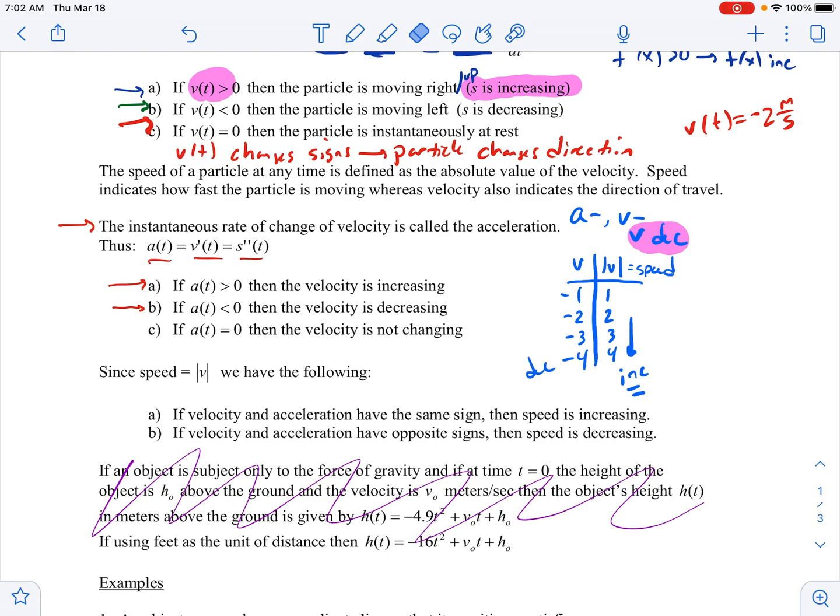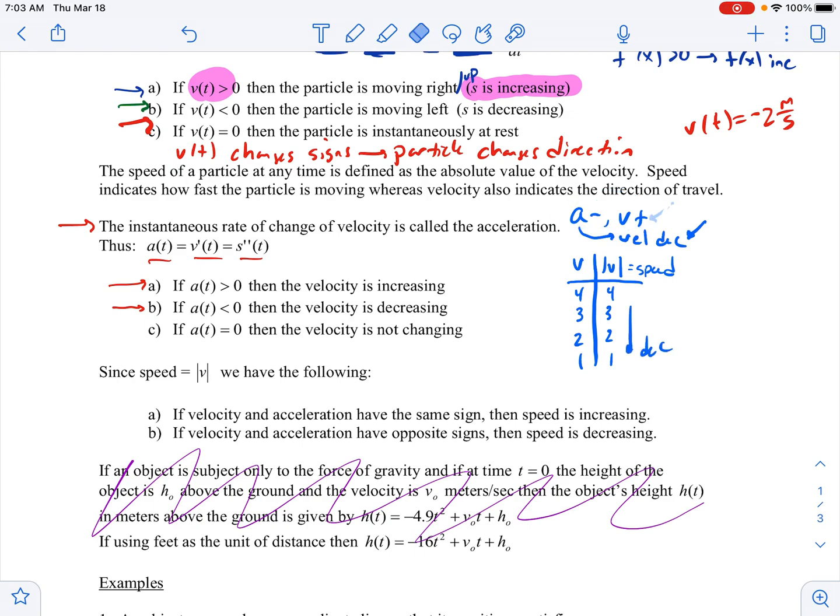What happens now when they have opposite signs? The claim is that the speed is going to be decreasing. So let's say negative acceleration, positive velocity. Negative acceleration means the velocity is decreasing. So I have positive values that are getting smaller: 4, 3, 2, 1. Positive numbers that are decreasing, when I take the absolute value of them, they get smaller as well. Opposite sign, speed decreasing.